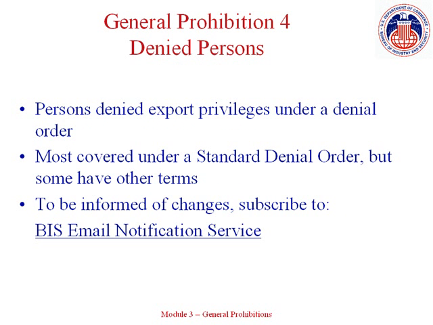General Prohibition 4 relates to denied persons. The denied persons list is a listing of parties that have been denied export privileges based on a denial order. Any dealings with a party on this list that would violate the terms of its denial order is a violation of the EAR. This includes dealing with a denied party in a transaction involving items subject to the EAR.